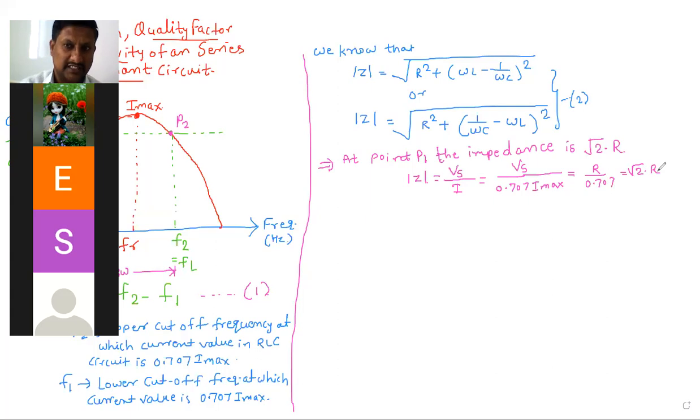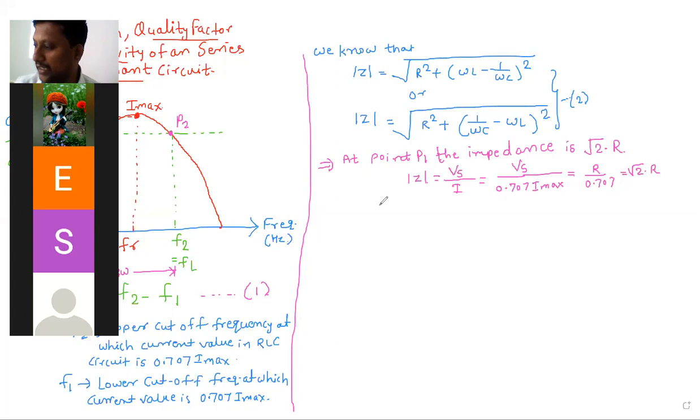This is not given in any book. They directly give that at point P1 the impedance is √2 into R. The students are not able to understand how this came. So you can note down this point also. Now put this value, the magnitude of Z, which is √2 into R, in equation number 2.